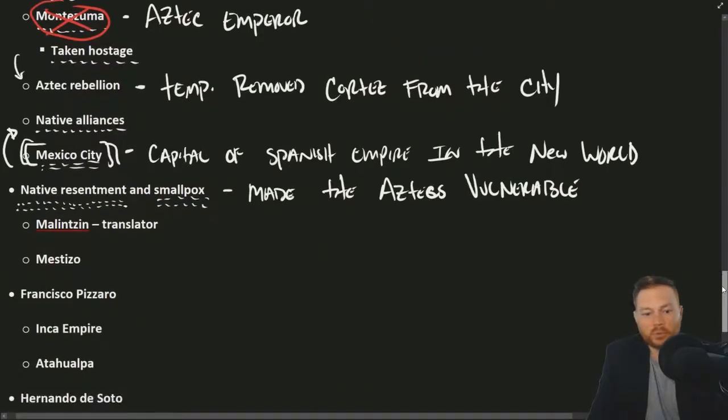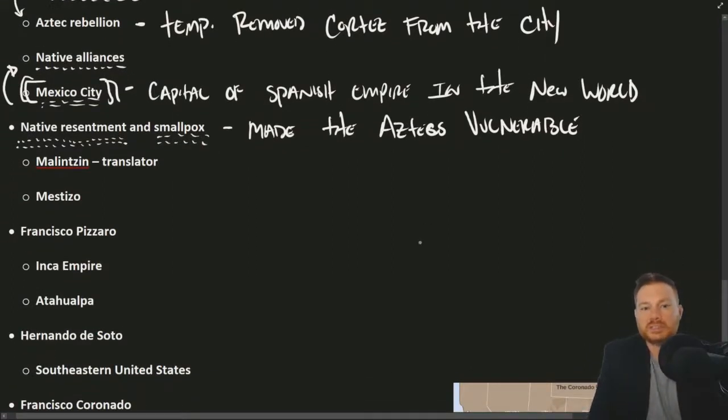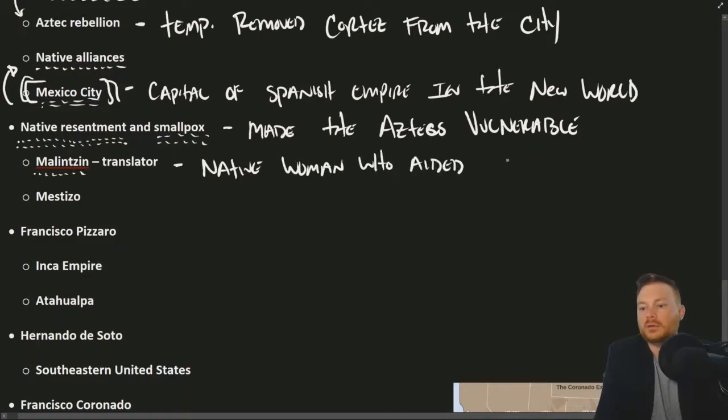One example, or maybe piece of evidence, we might say, for Cortez's success in his conquests was Malintzin, who served as a translator. We might say of Malintzin, she was a native woman who aided Cortez. This was one way that Cortez and his men could communicate with some of the native people there to create alliances.